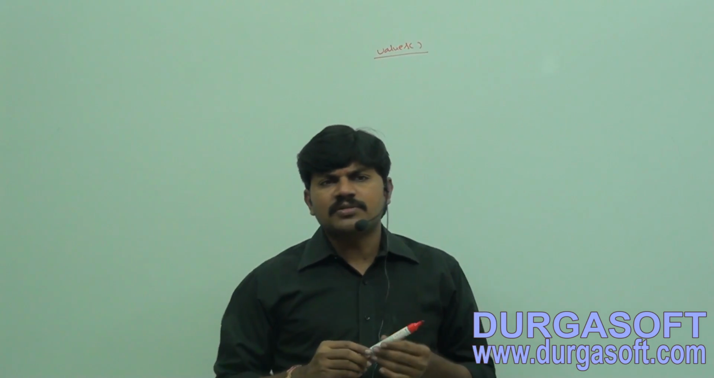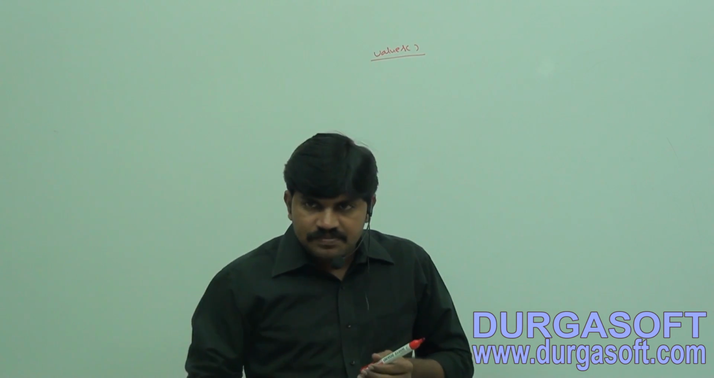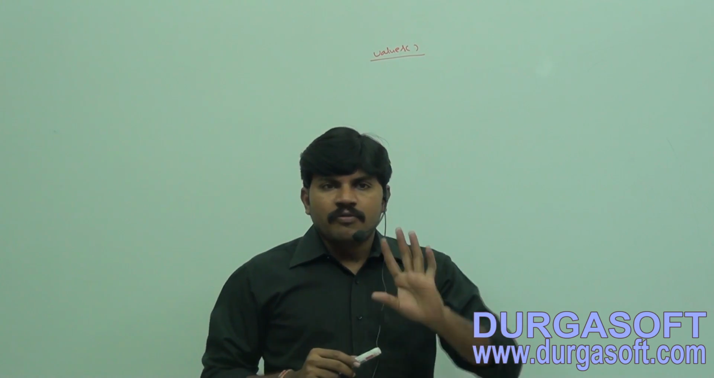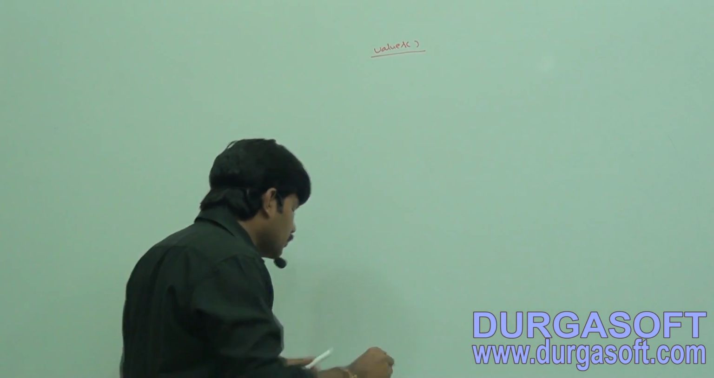Sir, I have an enum and I don't know how many values are there. Can you please list out all values present inside the enum? Then we should go for the values method. Here is the best example of how to use this one.